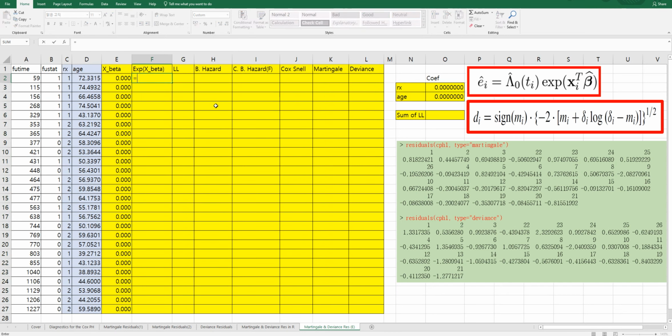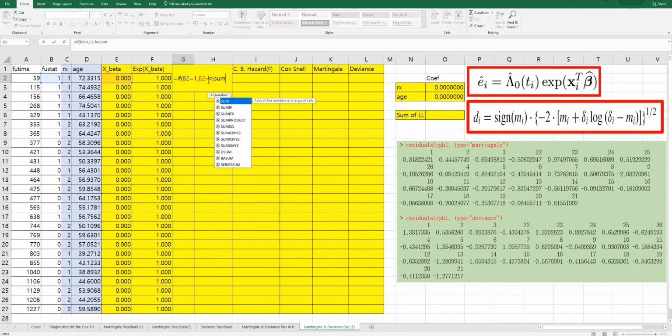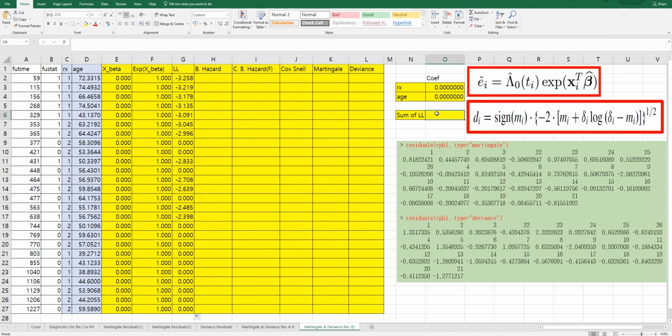And the exponential of x beta can be calculated by using the exp function. The partial log likelihood can be calculated as follows: if status equals 1, then x beta minus the log of the sum of exp x beta over the risk set, as a counting process. If not, let's set the value as 0. We want to maximize this partial log likelihood.